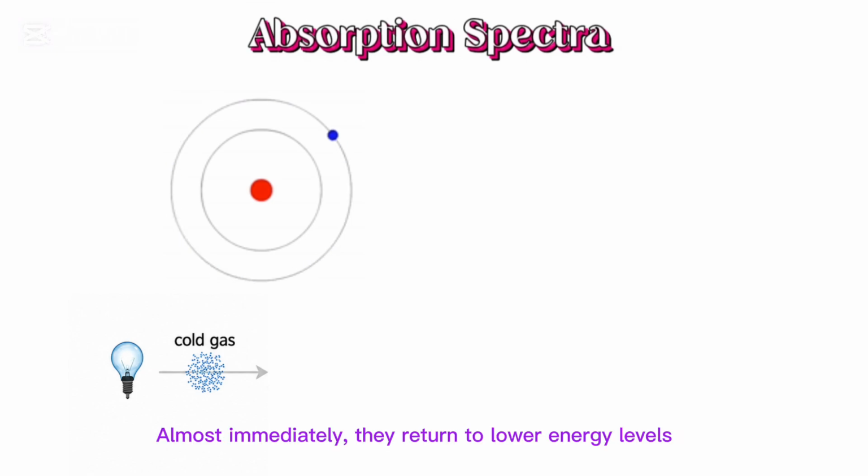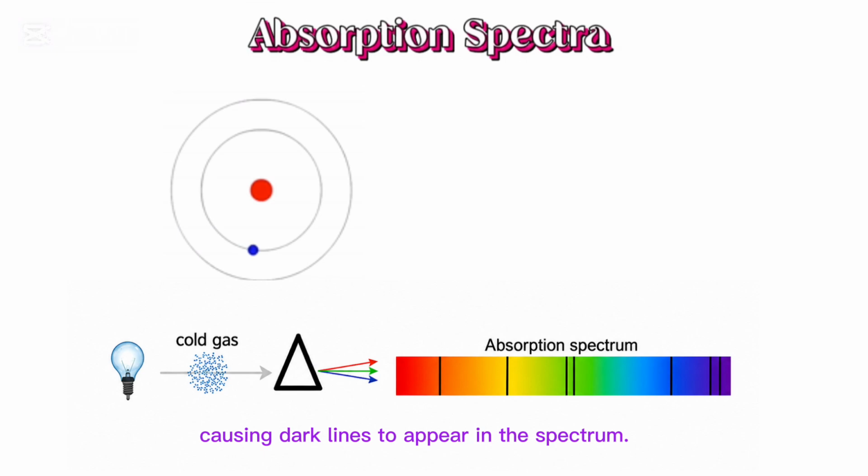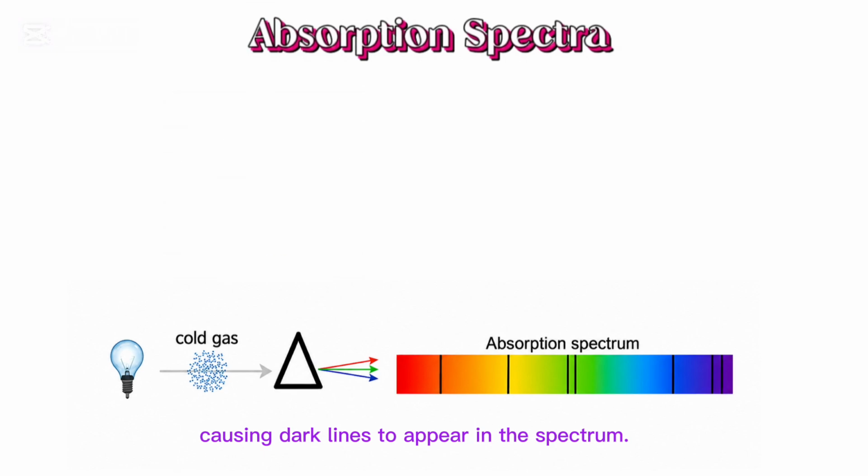Almost immediately, they return to lower energy levels and re-emit the absorbed energy. However, the re-emitted light travels in random directions rather than continuing along the original path of the beam. As a result, less light of those wavelengths reaches the observer, causing dark lines to appear in the spectrum.